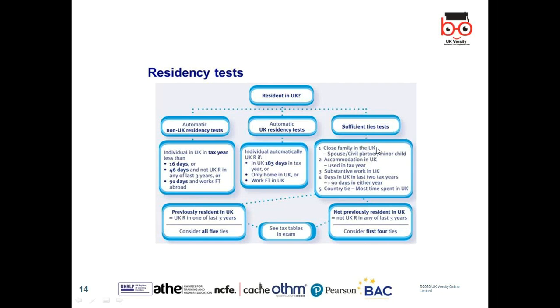Then the sufficient ties test. In other cases, you may have close family in the UK, your spouse, partner or minor child. You have accommodation used in the tax year in the UK, substantial work in the UK, or days in the UK in the last 2 tax years greater than 90 days, in either year. And the country tie is mostly time spent in the UK, not previously resident in the UK in any of the last 3 years. With sufficient ties, you can still be classed as a UK resident.